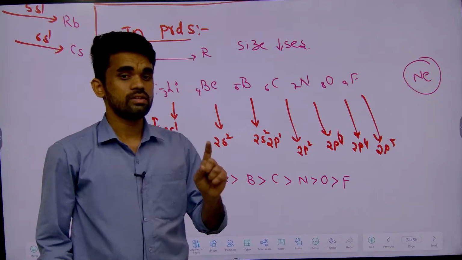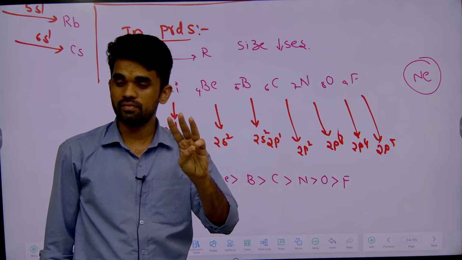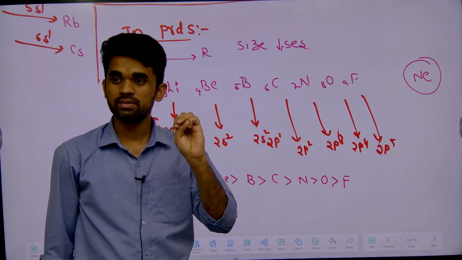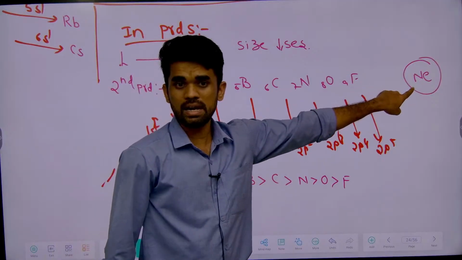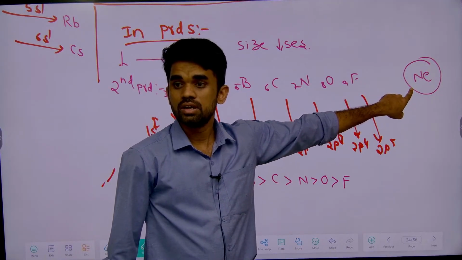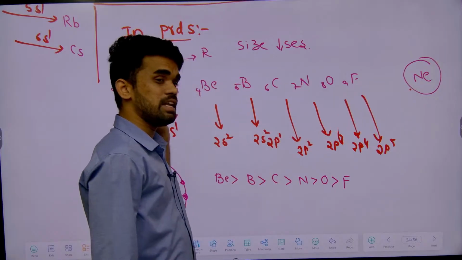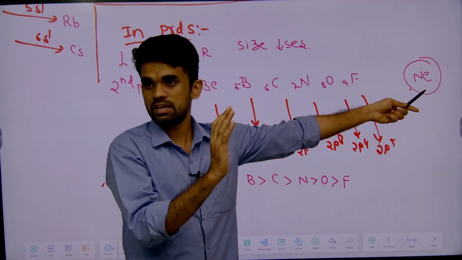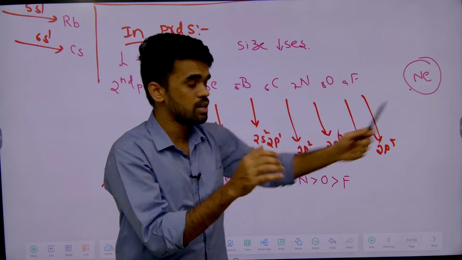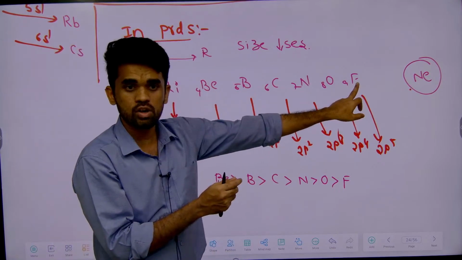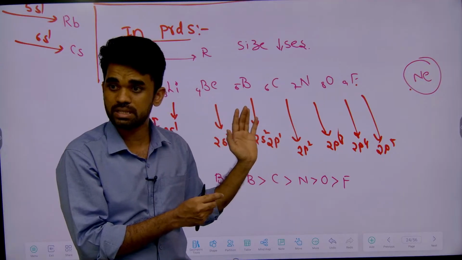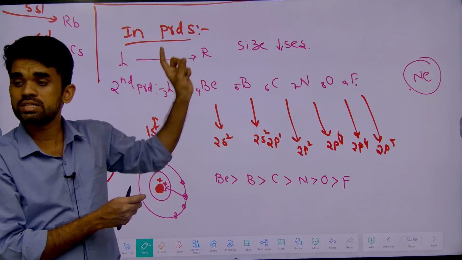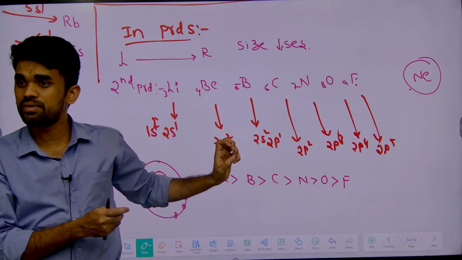I told you there are three types of radius. What are they? Metallic, covalent, van der Waals. Which is more? Van der Waals. For noble gases, we measure in terms of van der Waals radius. So in any period, noble gases will have the highest size. From the first group up to the halogen family, you just take the normal trend as per the concept. But noble gases should be placed at the highest, because their radius is expressed in terms of van der Waals.